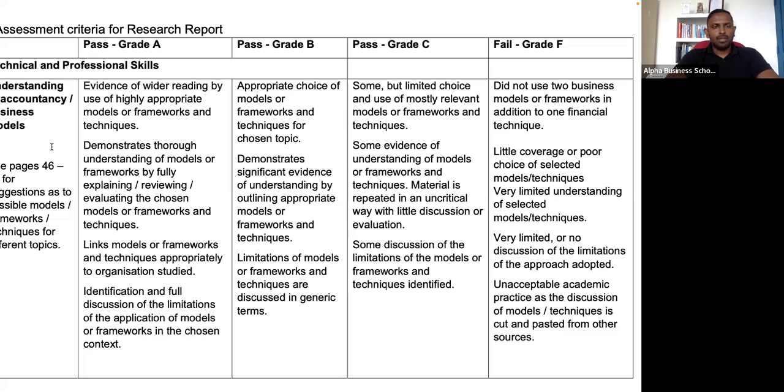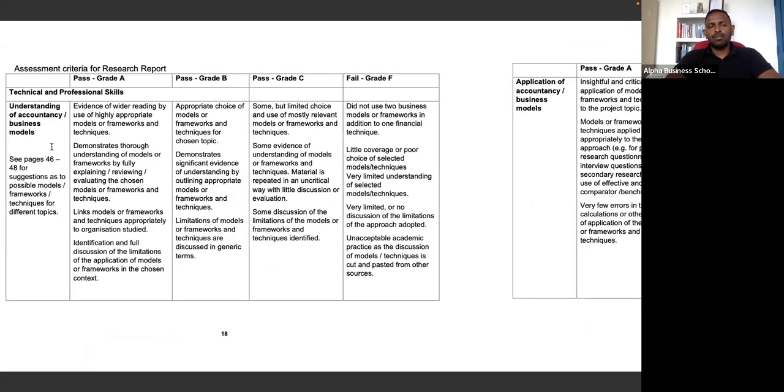So first of all, in a nutshell, if you want to get a grade A for understanding of accountancy and business models, you have to demonstrate that you have read about that particular model. Number one, you have applied that model properly to the business. Number two, and number three, you should have properly listed down what are the limitations, what are the issues with that model also.